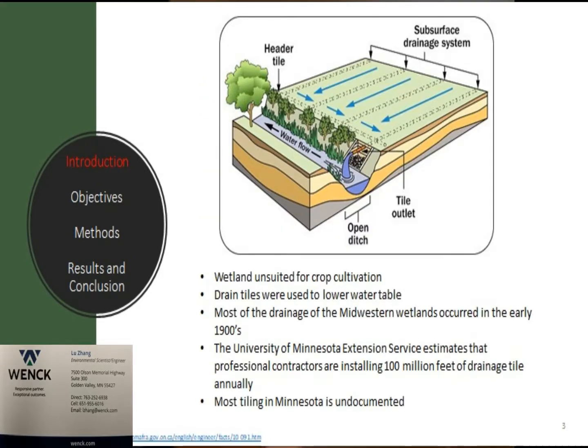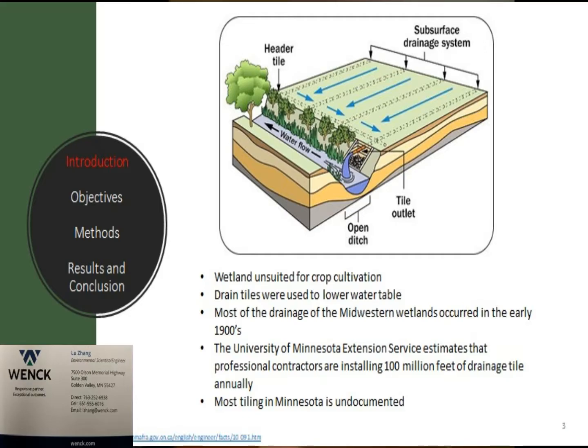So a little bit of history about drain tiles. Historically, there was a lot of wetland in the area, and because of inundation, it's not suited for crop production. That's why the drain tiles were implemented, to lower the water table and provide more ventilation in the field. Most of the drainage systems in the Midwestern wetlands occurred in the early 1900s, so we've had a long history of implementing all sorts of tiles. Started with clay, and now it's HDPE.